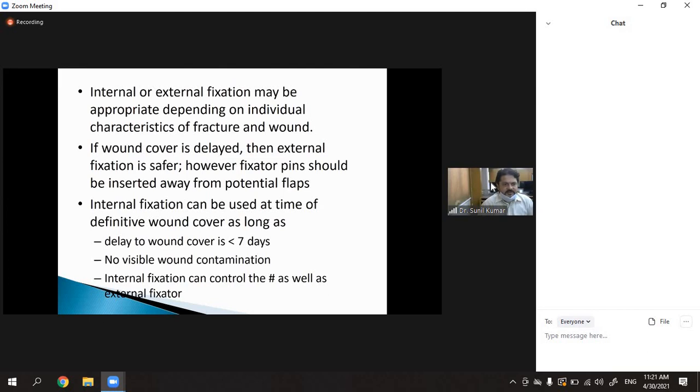However, fixator pins should be inserted away from the potential flaps. This is how we decide between internal fixation and external fixation. If the wound is contaminated, not clean, which will lead to further debridement, then we go for the external fixator. We cannot go for internal fixation in this type of contaminated wound. Internal fixation can be used at the time of definitive wound cover as long as the delay to wound cover is less than 7 days. So if there is no visible contamination, internal fixation can be done. Internal fixation can control the fracture as well as the external fixator.